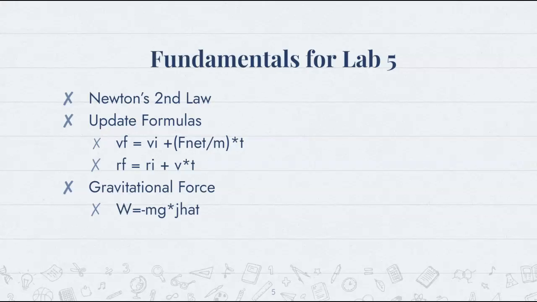Before we start, we'll go over some fundamentals needed for this lab. The first is Newton's second law, which we then use to derive our update formulas. Velocity update formula is V final equals V initial plus F net divided by the mass of the object times delta t. We'll also use the gravitational force formula, which is W equals negative mg times j hat, where m is the mass of the object, g is the gravitational constant, and j hat is the direction of which the object is moving.